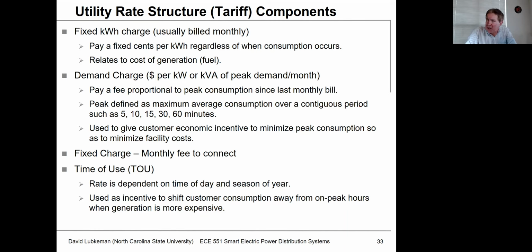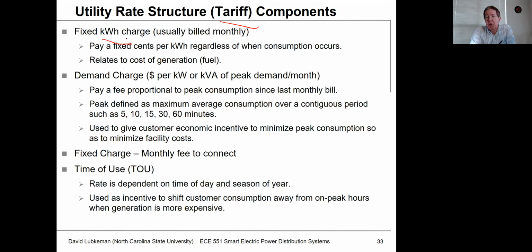It may involve using less energy. It might involve having lower peaks, right? And so when we talk about typical utility rate structures, there are different components. Sometimes these are referred to as tariffs. So what we're going to have is an energy charge.